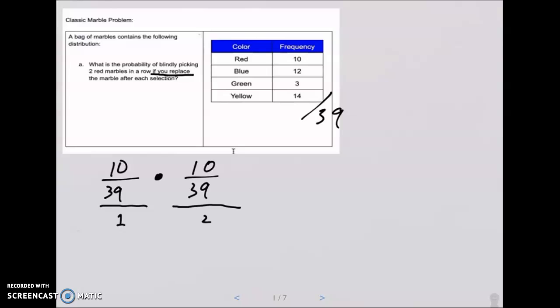And then if you hit math, enter, enter, you'll get the fraction. And that gives you 100 over 1,521. Boom. Done.